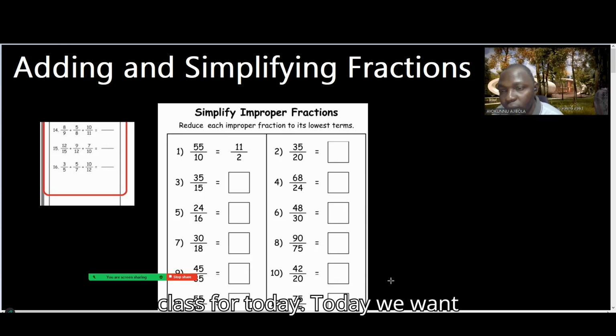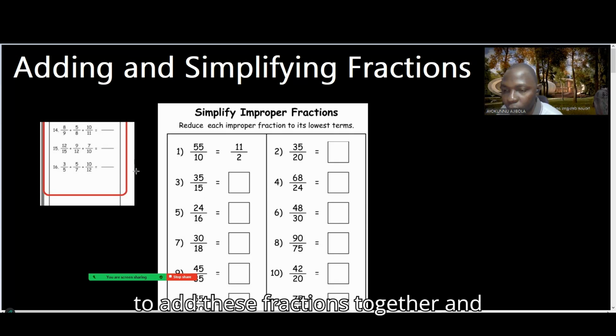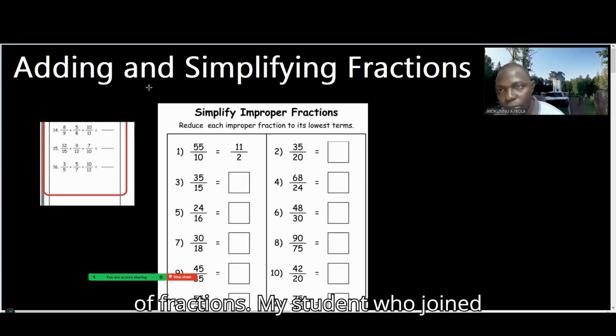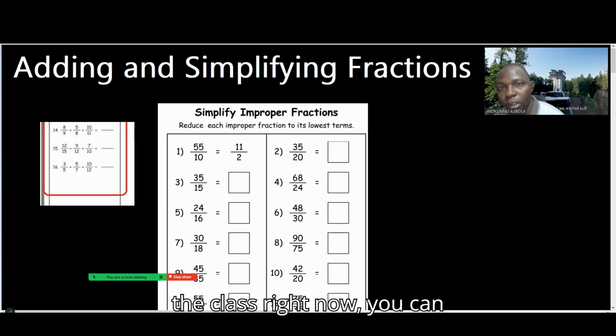Today, we want to add these fractions together and also to simplify the other group of fractions. My student will join the class right now.